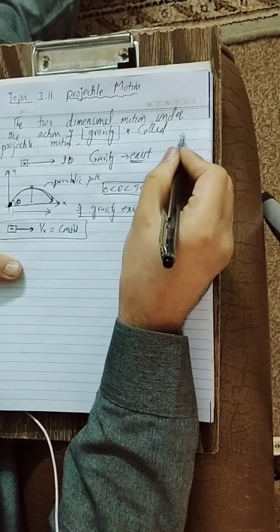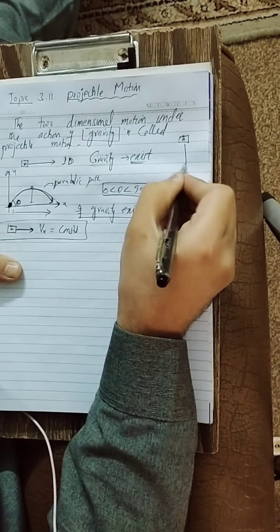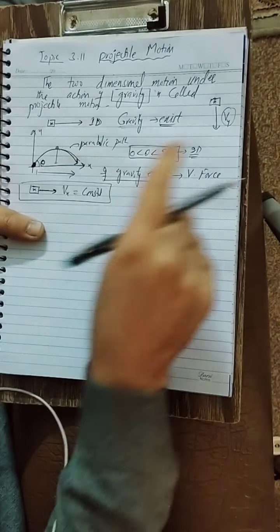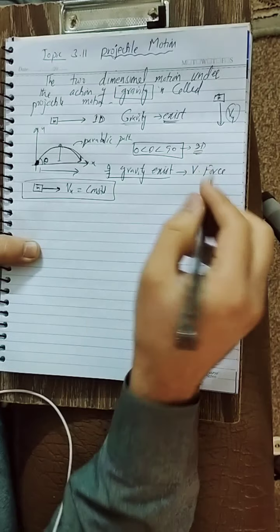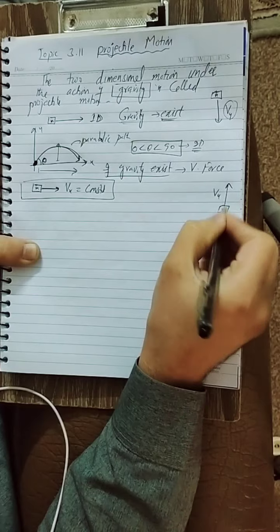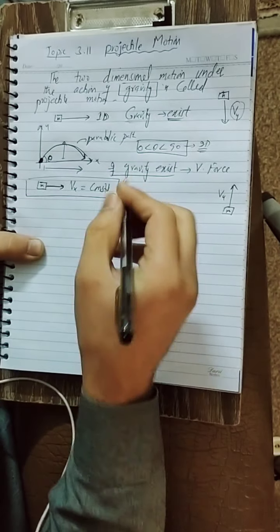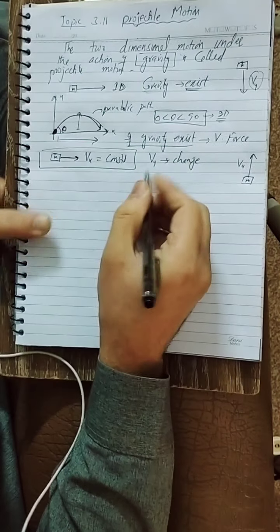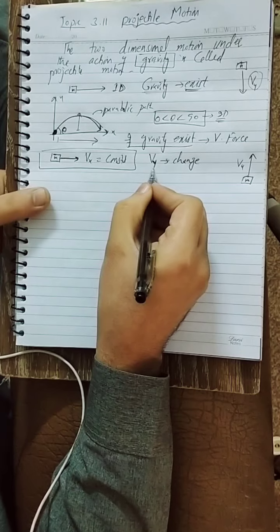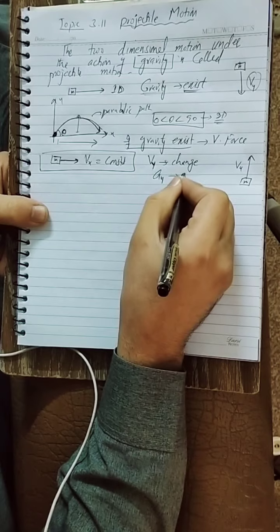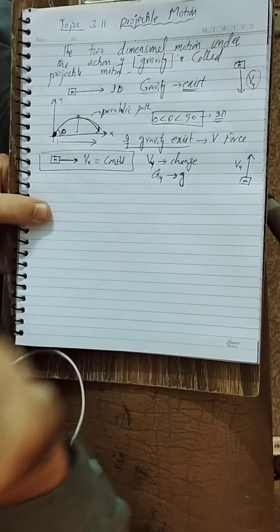But if a body of mass m is moving down, gravity will increase the velocity. So gravity will change Vy, the vertical component of velocity. Suppose a body is moving up, gravity will decrease this velocity. So gravity changes the vertical velocity, which means gravity will produce vertical acceleration, that is called g, ay.